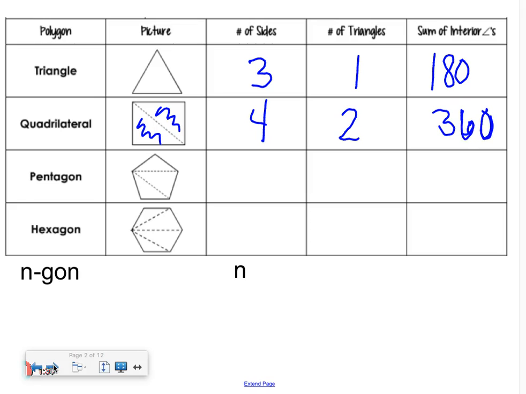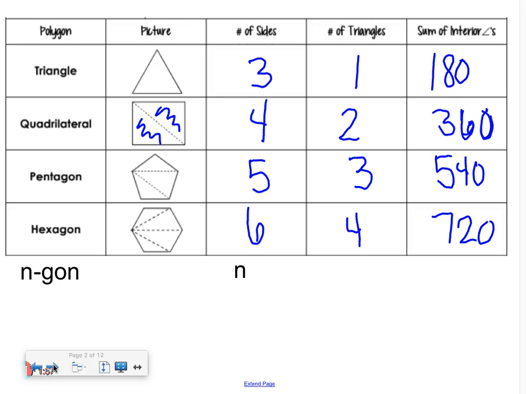Pentagon has how many sides? 5. How many triangles are in there? 3. You guys know what this would be? 540. What's an easy way to figure that out? 180 times 3. Okay, hexagon has how many sides? 6. How many triangles? 4.